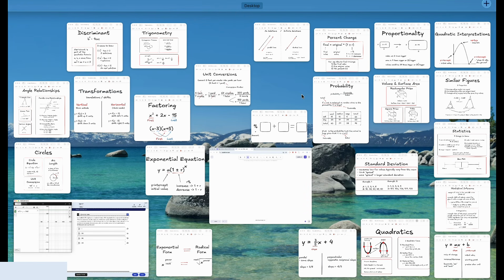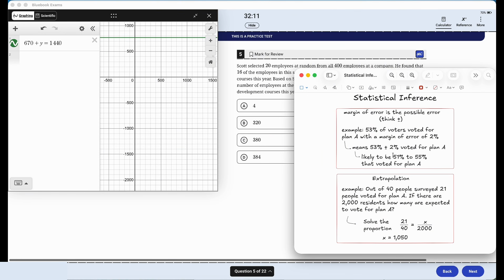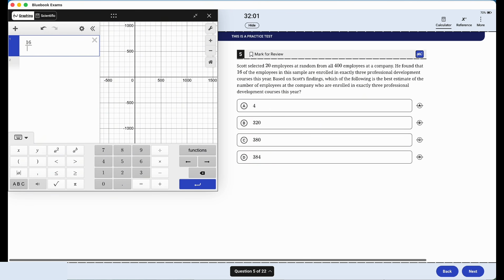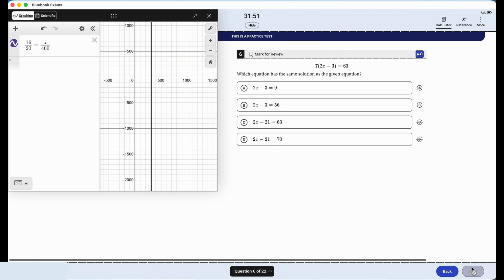Okay, so this is going to be statistical inference, right? We got that somewhere here. All right. So sometimes what they want you to do is extrapolate, right? So you can just kind of create a proportion. So here we know we picked 20 employees and it says 16 of them are enrolled, right? So that's your fraction. You could say 16 out of 20. And then we want to know how much is that out of the total. You can set up a proportion like that in Desmos. Just click on the answer, then 320. You'll see that. That's a common statistics question.